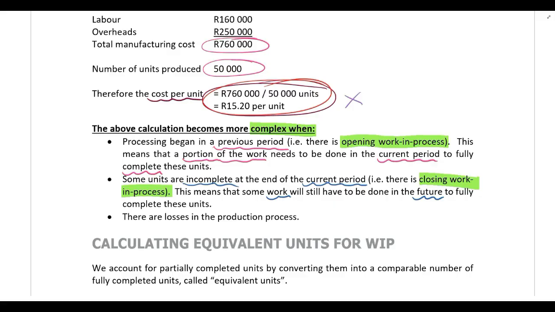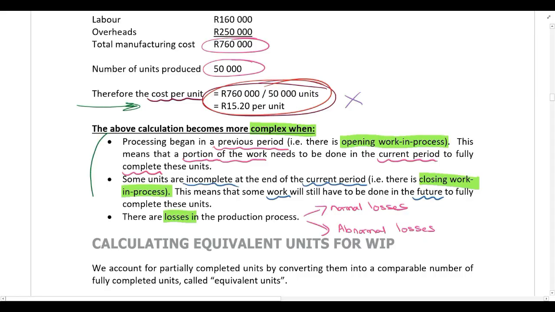And the last thing that makes process costing more complicated is the fact that we often have losses in our production process. And when we have losses in the production process, these are either classified as normal losses or abnormal losses. So that is why, when you've done process costing before in the past, our calculation is not that simple, because these three things over here make our calculation more complex.